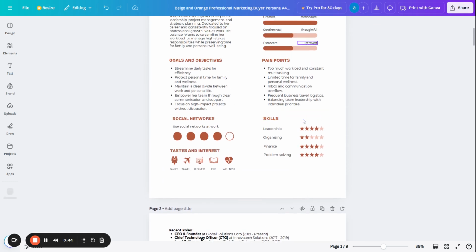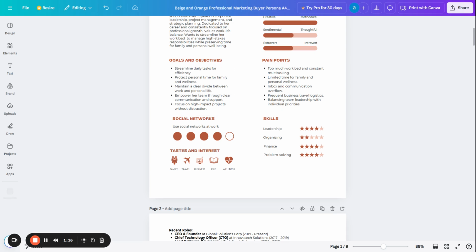Now, in this part, I listed down her goals and objectives and pain points. These are the most important part for me as it summarizes the issues Sarah faces, like too much workload, limited time for family, inbox, and communication overflow. With these alone, it gives us an impression that Sarah is experiencing overwhelming executive tasks.